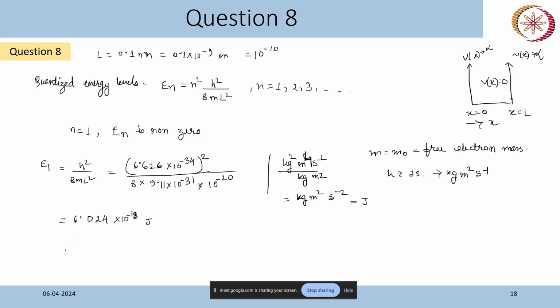So I will do the conversion. So E1 in electron volt will be 6.024 into 10 to the power minus 18 joule divided by 1.6 into 10 to the power minus 19 joule per electron volt. So this is 37.65. Okay, so this is a very large number, like 37.65 electron volt.